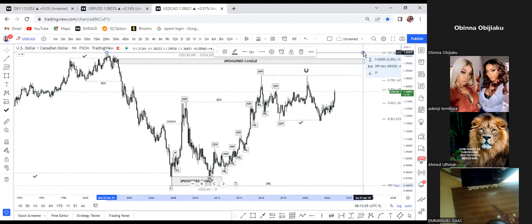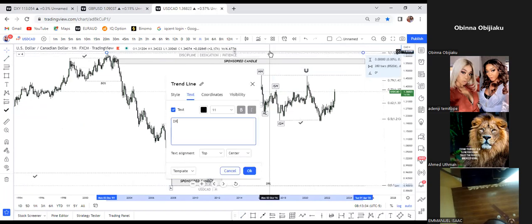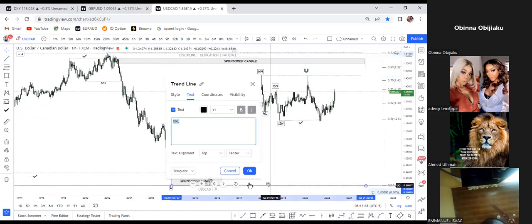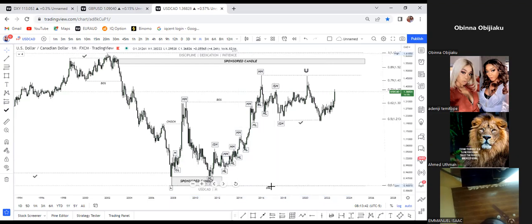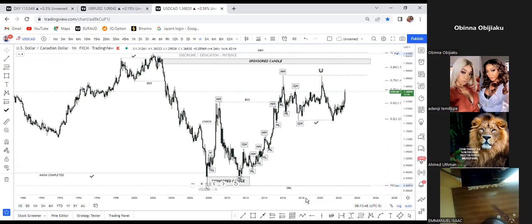It's okay now. I'm going to call it DRH. What is DRH? Dealing range high. So DRL is dealing range low, DRH is dealing range high. So this high to this low is the range I am working with on the monthly, not overall.